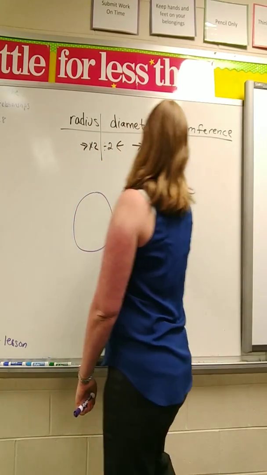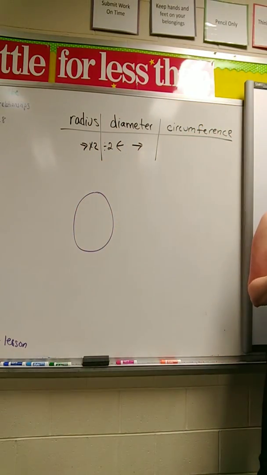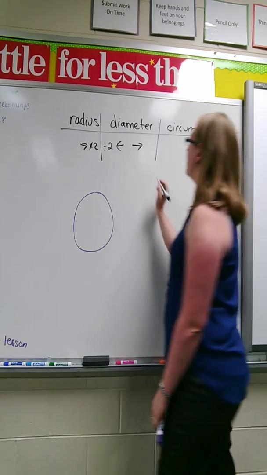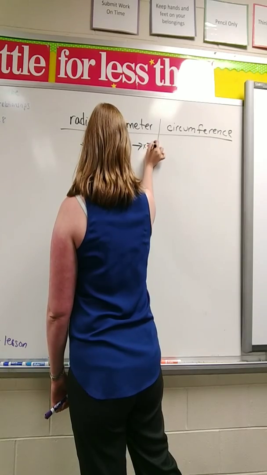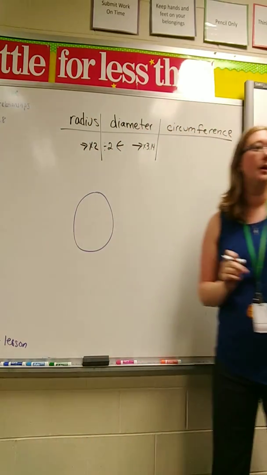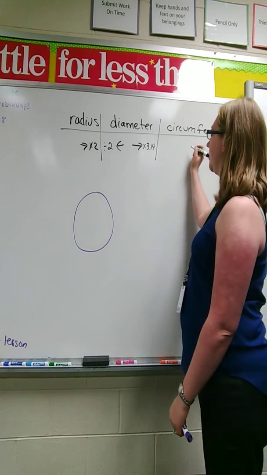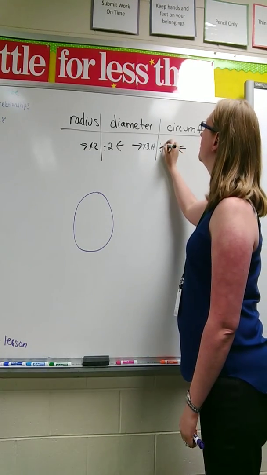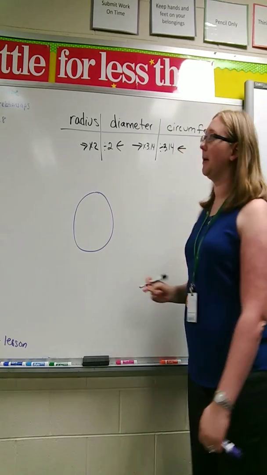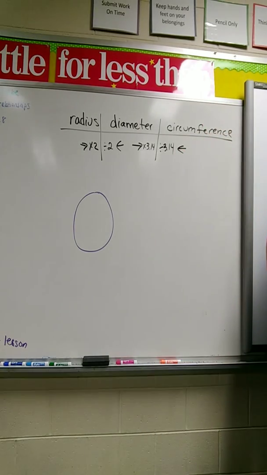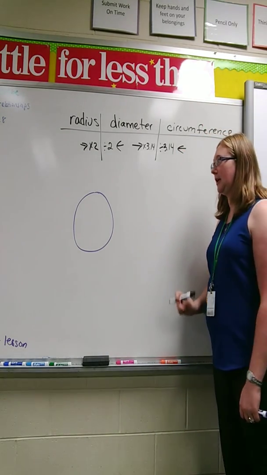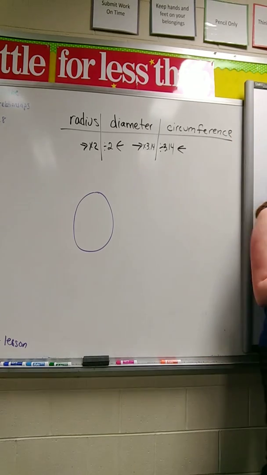What if we went from the diameter to the circumference? What do we do? We multiply by 3.14, which we call pi. What do we do if we were going to go from the circumference to the diameter? Divide by 3.14. Okay? So today what we're looking at is finding the area of that circle.